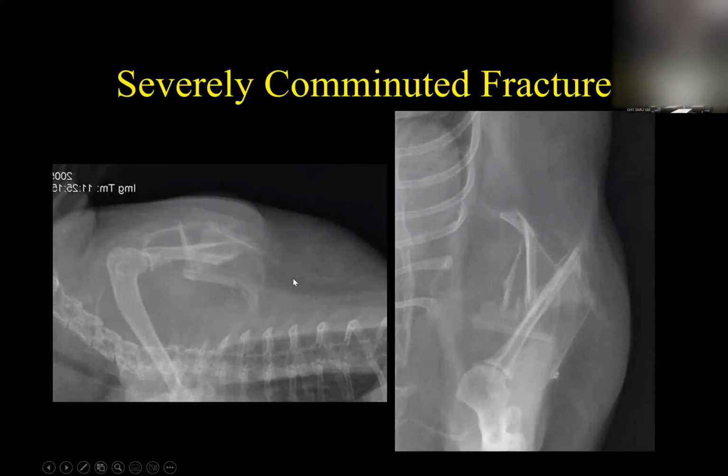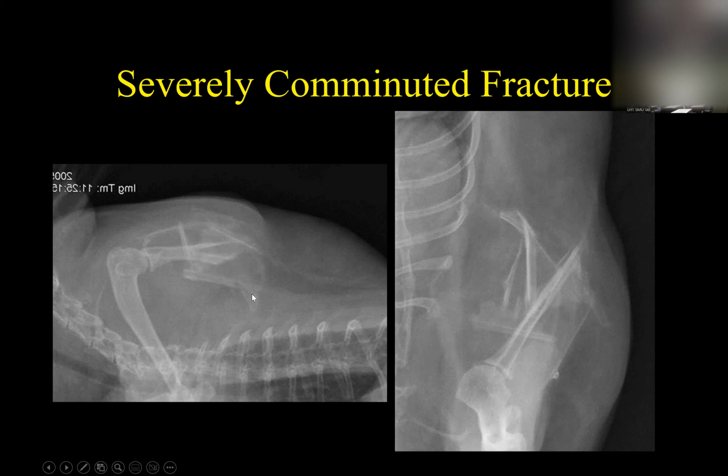There's a highly comminuted fracture. This is the proximal end of the scapula in this animal. I think it's a cat, but the proximal end of the scapula. So now we've got multiple pieces of the scapula. The scapula is just all messed up, with multiple fracture fragments involving that scapula.